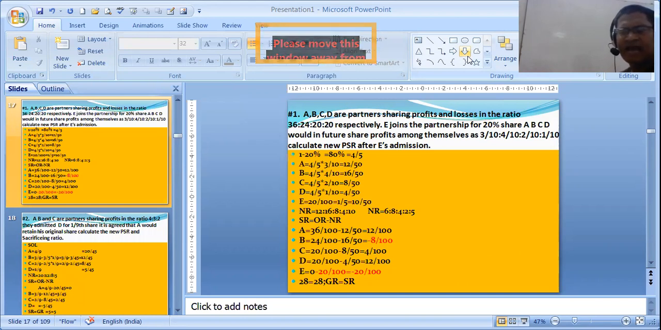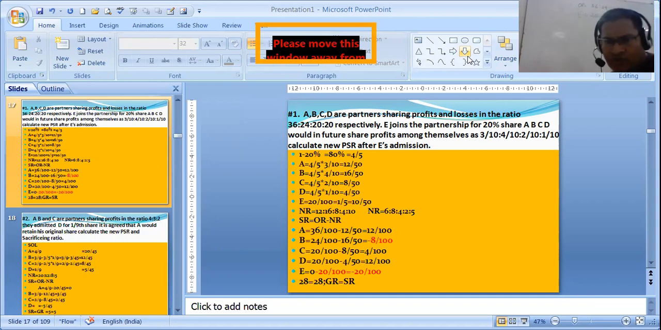A, B, C, and D are partners sharing profits and losses in the ratio 36 is to 24 is to 20 is to 20. This is their old ratio. E joins into the partnership for 20%.